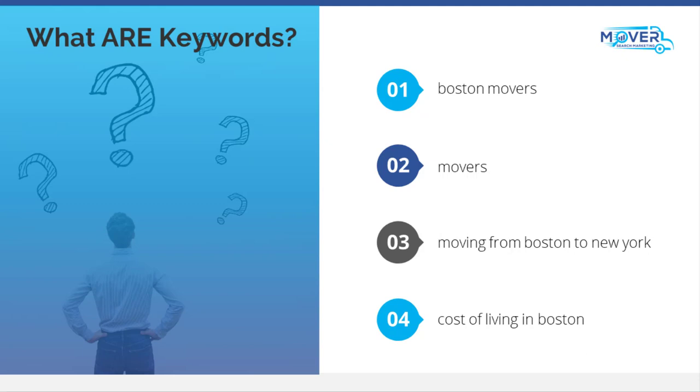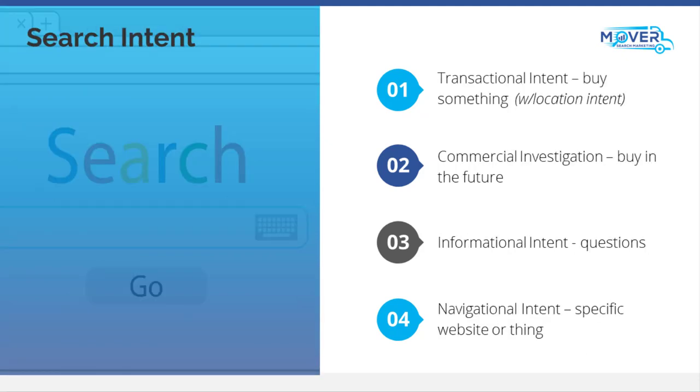Sometimes you'll hear the term long tail keyword, and that's really just a term that means a longer search, generally 6 words or more, but they still are all keywords from the standpoint of Google.